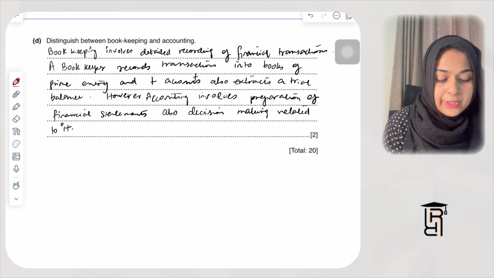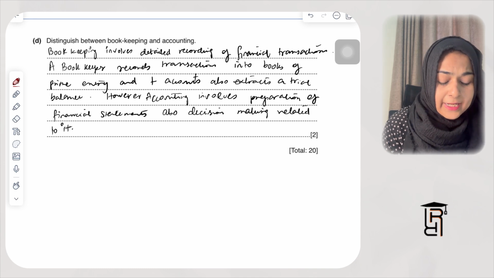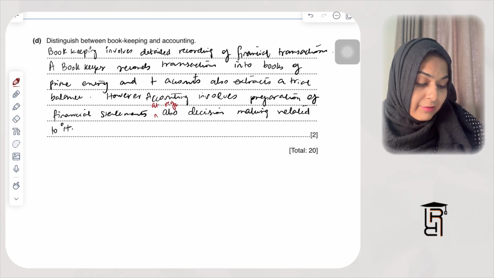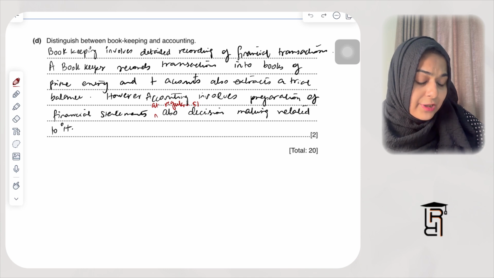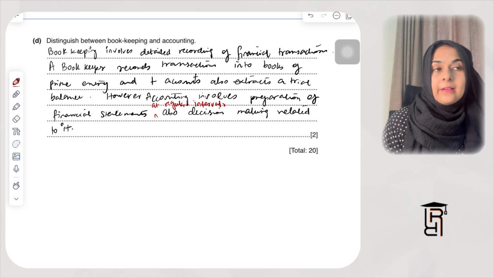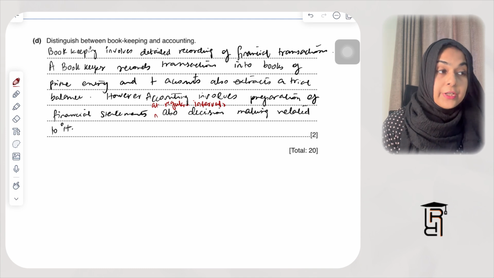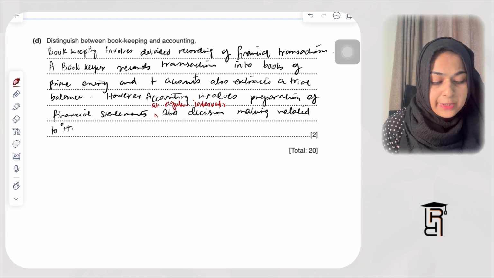However, accounting involves the preparation of financial statements at regular intervals, also decision making related to financial decisions that accountants need to make. So financial decisions like how to control the expenses of the business, or what should they do to increase the revenue of the business. So these are basically decisions which are taken by an accountant.